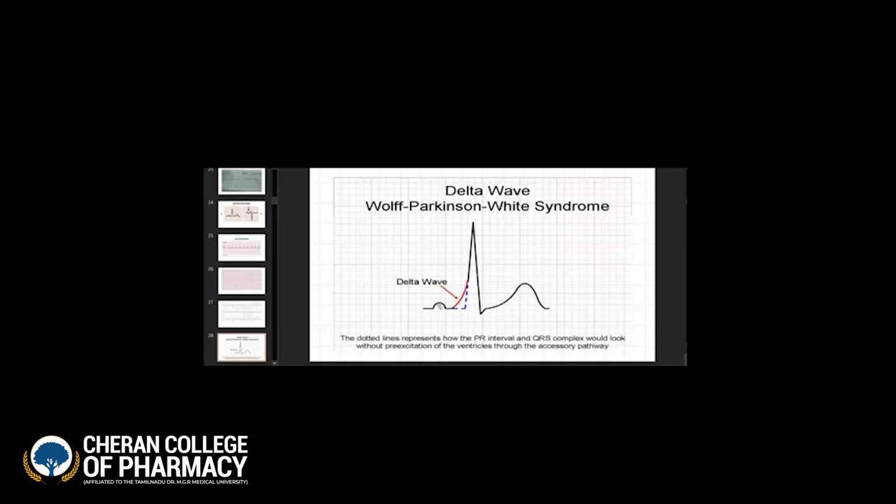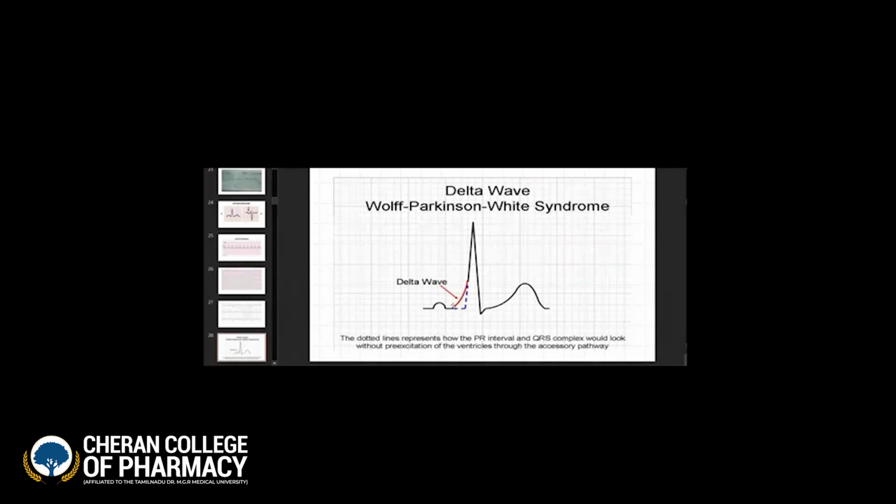This is the P wave and the QRS complex. So the P wave is directly getting generated with the QRS complex. That means no PR interval is there. This is the case of Wolff-Parkinson-White syndrome.